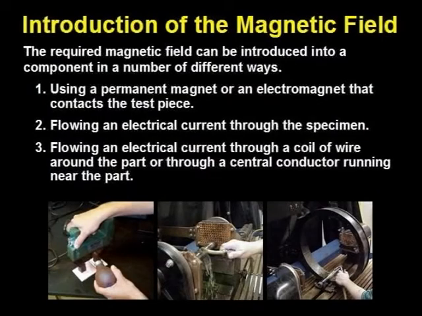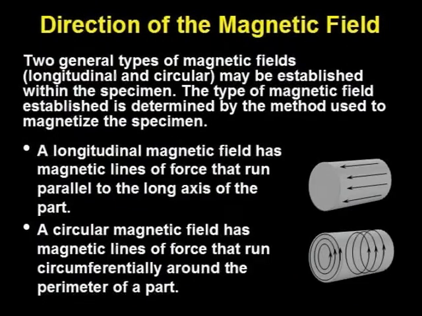The test article may be magnetized a number of different ways. A permanent magnet or electromagnet may contact the test article. An electrical current may be applied to the test article, or a coil of wire encircling the article or a central conductor near the part may be used.